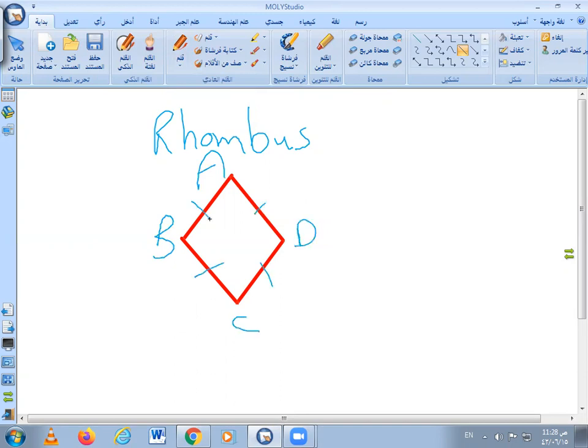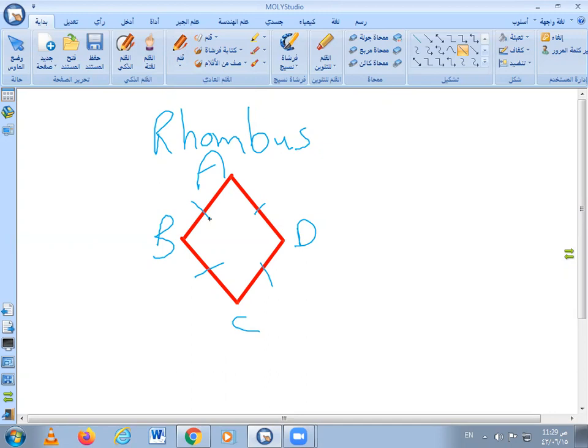What is the definition of a rhombus? It's a parallelogram in which two adjacent sides are equal in length. We talked before about the opposite sides, but now the adjacent sides, beside it, not opposite. Adjacent means beside, okay? It's a parallelogram in which two adjacent sides are equal in length. What happens in the parallelogram? If two adjacent sides are equal in length, all the sides become equal to each other. It becomes a rhombus.